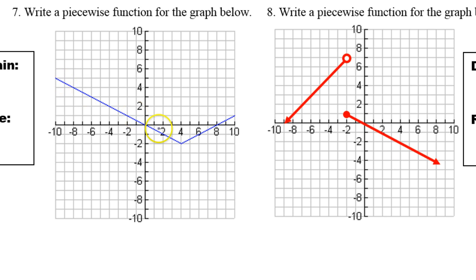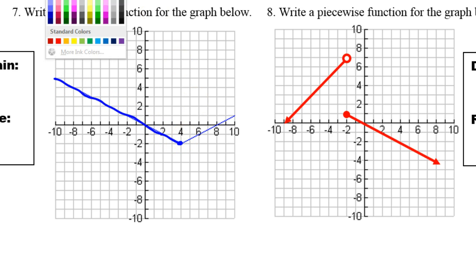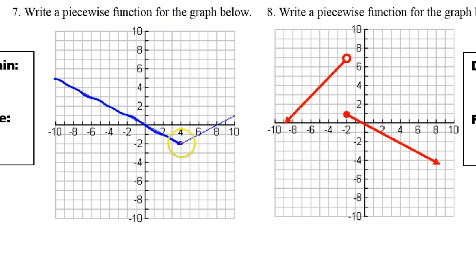Let's colorize this a little bit. I'm going to look at this left side as the blue side, and I'm going to look at the right side as the red. Okay, so we're going to need an equation for the blue side and an equation for the red side.